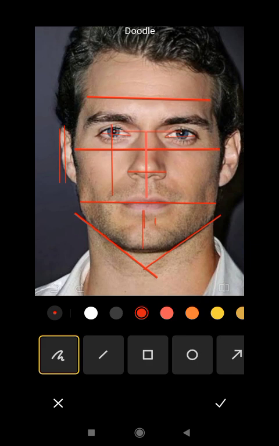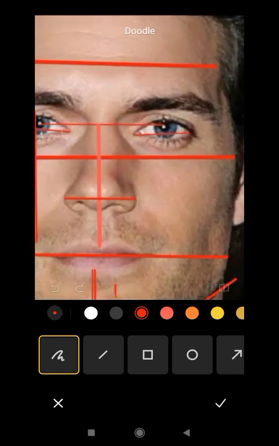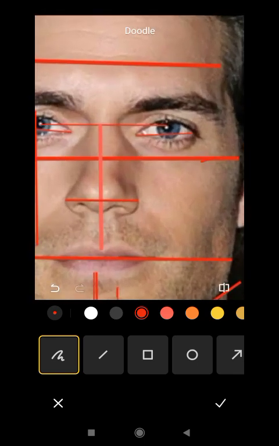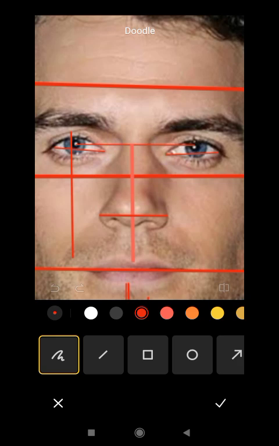Eyebrow setness, honestly, whoever needs to check that. Like, it's pretty evident he has low set eyebrows, so I wouldn't even check any further. It's just stupid to check this. The mid face ratio, pretty important.